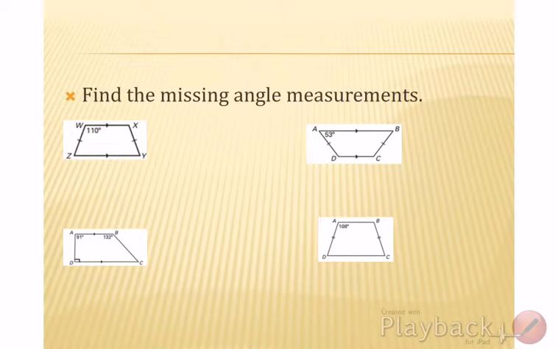Find the missing angle measurements based on what we know. Now, the trapezoid is not a parallelogram, so we can't use all of the properties that we've learned before. But what did you learn earlier this year about the relationship of angles that are between parallel lines?